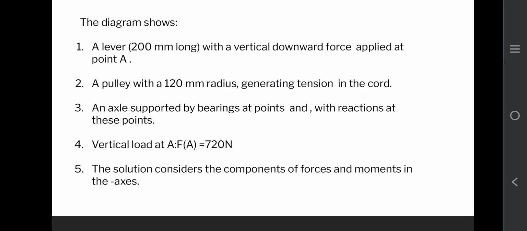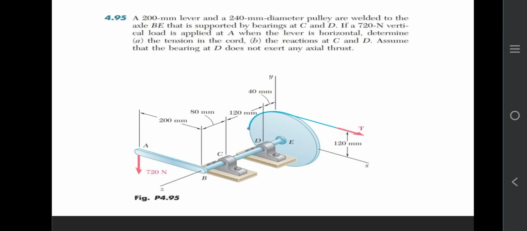By the diagram, we can come to the conclusion that the lever is in a horizontal direction and the force of 720 Newton is acting on it. The pulley is 240 mm diameter, so it has a radius of 120 mm. Since we are asked to assume that the bearing at D does not exert any axial thrust, that means dz is equal to 0.